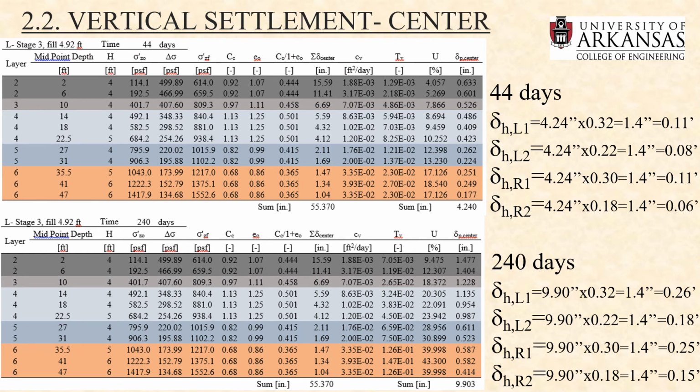Here is our vertical settlement calculation at the center line after 44 and 240 days. We multiply the vertical settlement with the influence factor from the previous slide to get the lateral deformation. So 44 days and 240 days.